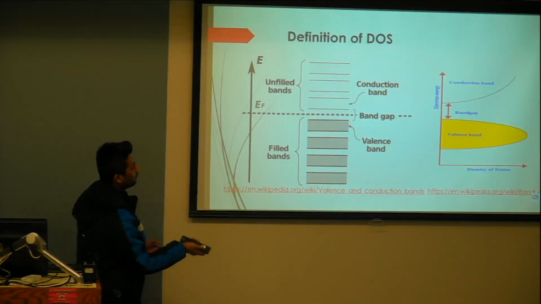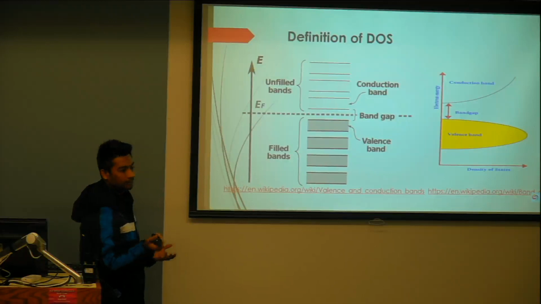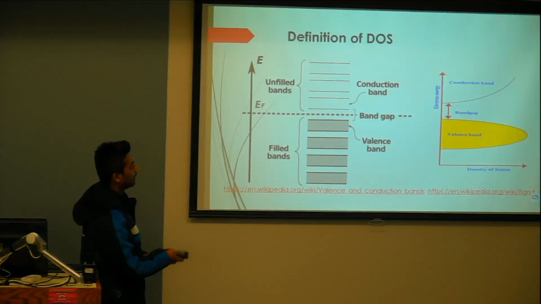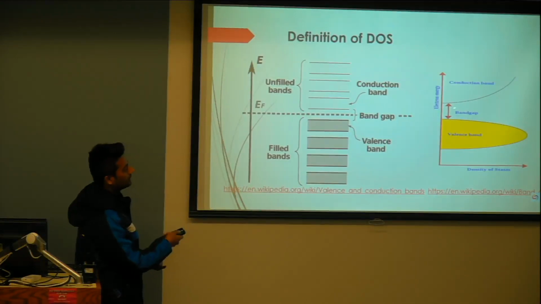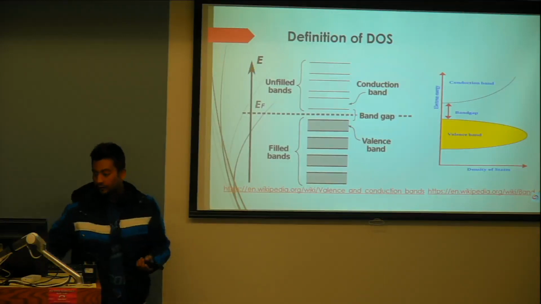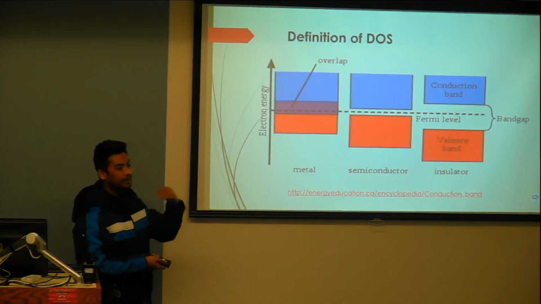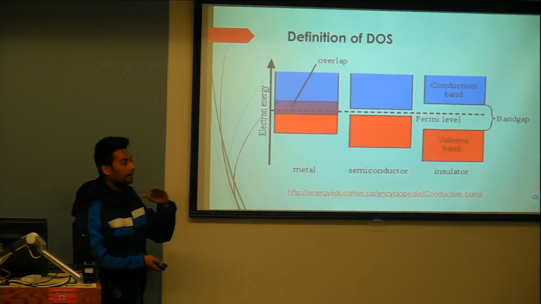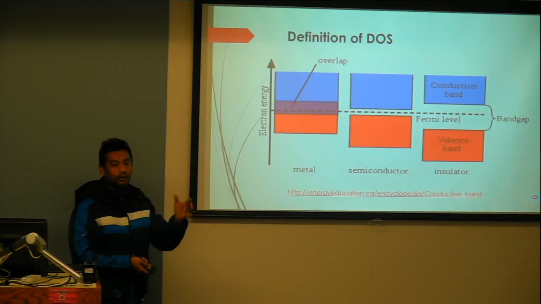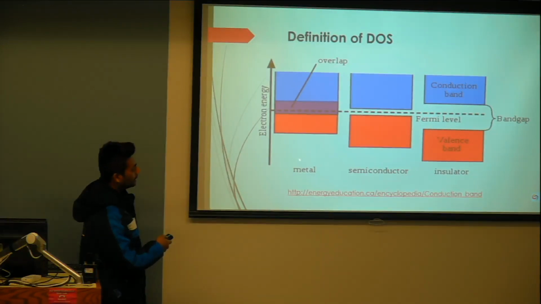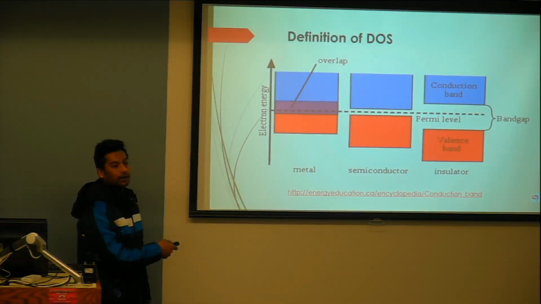And we already discussed that the energy between the conduction and valence band, or HOMO and LUMO, is the energy band gap. That's where the DOS gives us an idea of the material we are dealing with, whether it is a metal, semiconductor, or insulator.